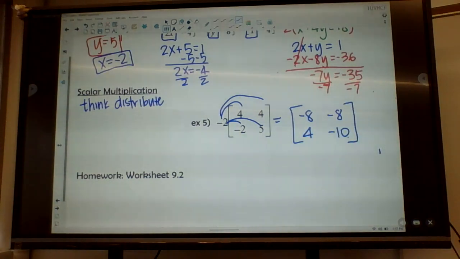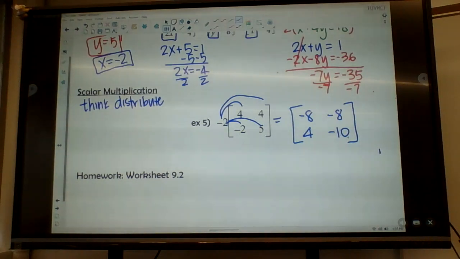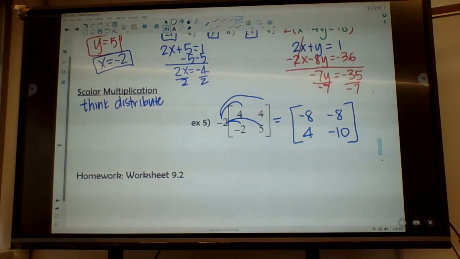So scalar multiplication, not too bad to do. All you're doing is multiplying that -2 into everything. And in this case, like doubling it or maybe multiplying by a negative number, it would make the shape larger, but it would also maybe flip it as well. The negative might flip the drawing as well.